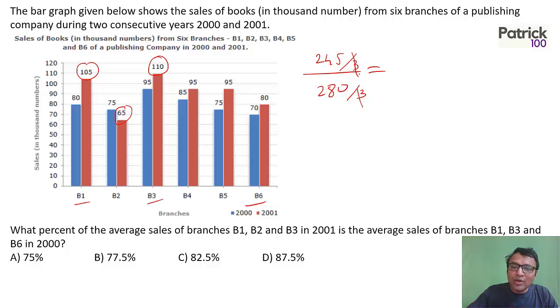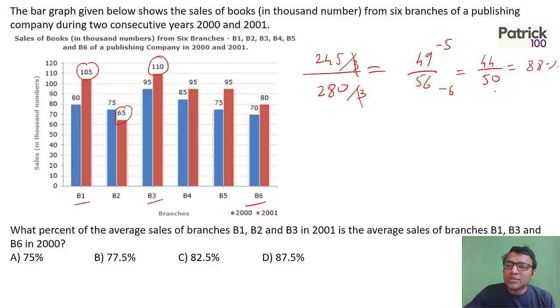If I divide by 5 on both the places, it becomes 49 upon 56, right? Now to make it 50, I subtract 6 from here. 49 is close to 56, a little less than 56. I can subtract 5 approximately. So it becomes 44 upon 50, which is approximately 88%. If I'm subtracting 6 from the denominator, I'll subtract approximately 5 from the numerator. So automatically you will get 44 upon 50, which is approximately 88%. You can mark the answer as D.